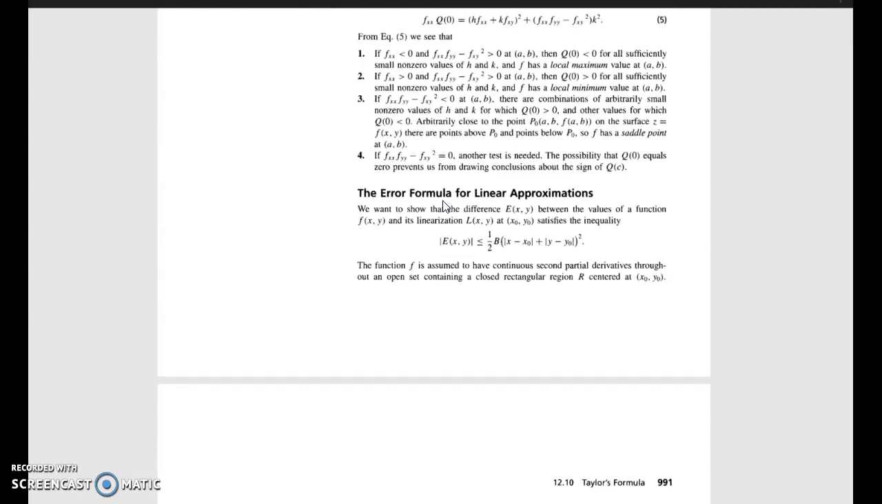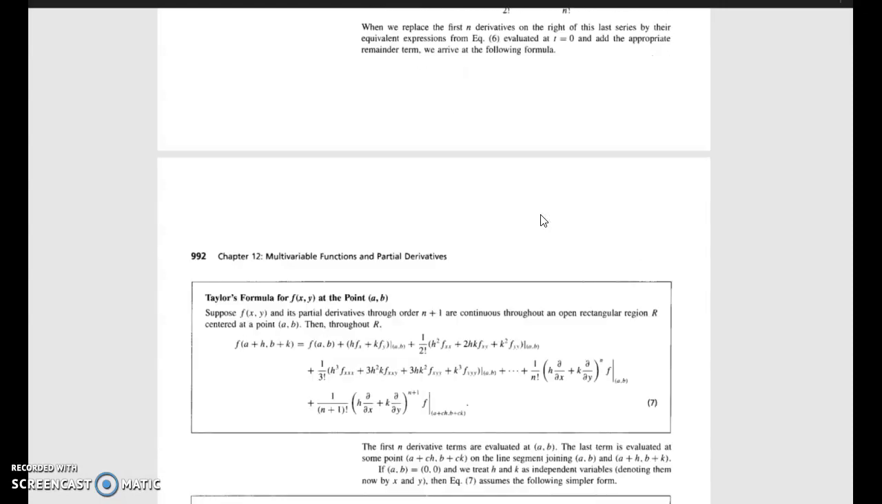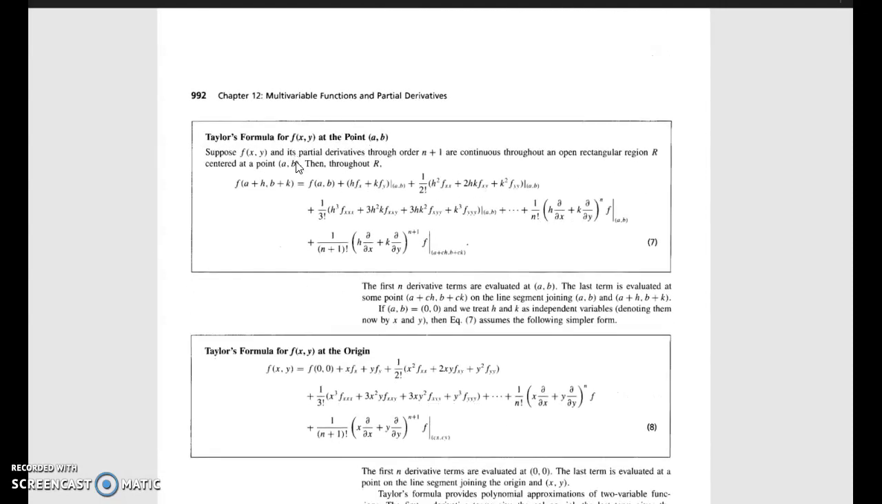I would like to explain only this, that is, the Taylor's formula for a function of two variables. Taylor's formula for f of x, y at a point (a, b): suppose f of x, y and its partial derivatives through order n plus 1 are continuous throughout an open rectangular region R centered at a point (a, b).